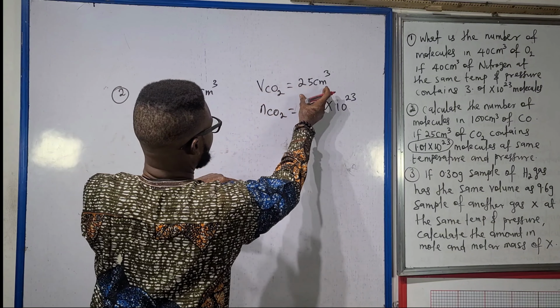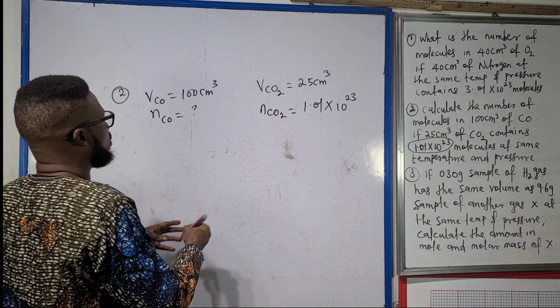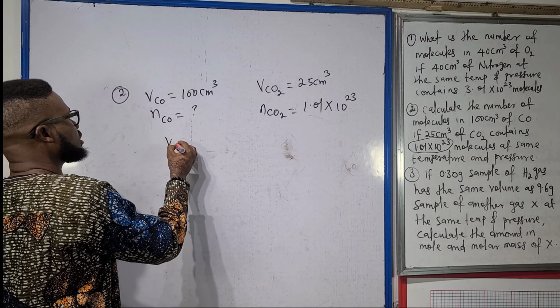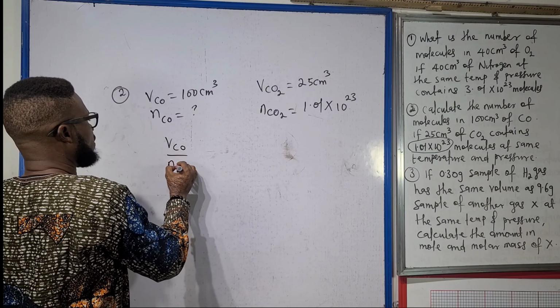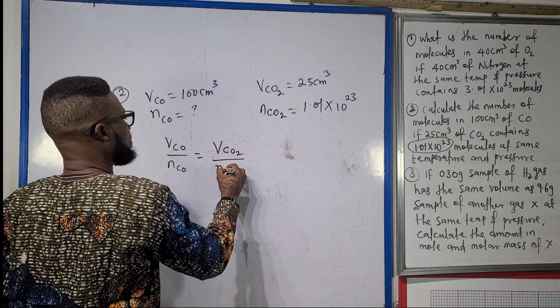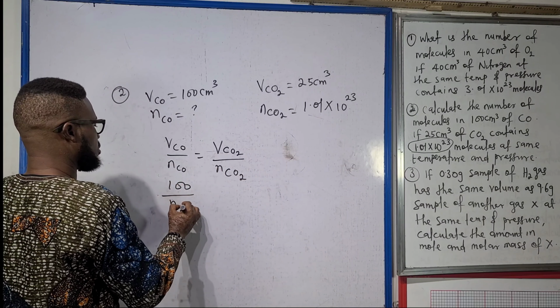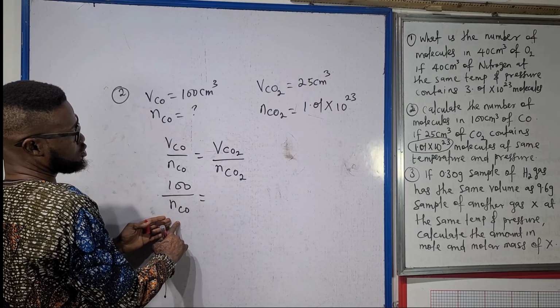So if I am to write an exam and I have a question like this, I'm not even going to waste time. The volume here is 25 cm cube and it contains 1.01 times 10 raised to power 23. If the volume had increased by a factor of 4, I expect the number of molecules to also increase by a factor of 4. But better still, I can still use this: volume of CO over number of molecules of CO, volume of carbon dioxide CO2 divided by number of molecules of carbon dioxide. This is 100. I am looking for the number of molecules of carbon dioxide.